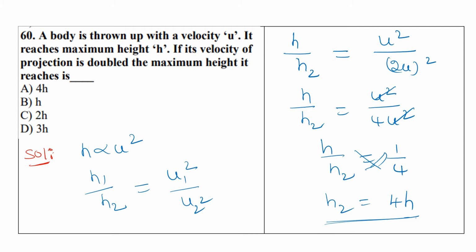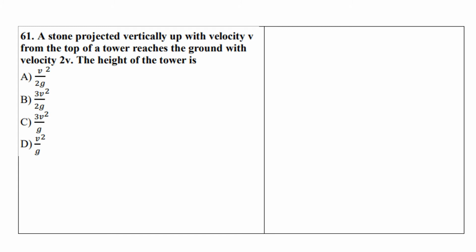Now, let's go to the next question. A stone projected vertically up with velocity v from the top of a tower reaches the ground with velocity 2v. The height of the tower is? Here we have to calculate the height of the tower. Let us go to the solution.